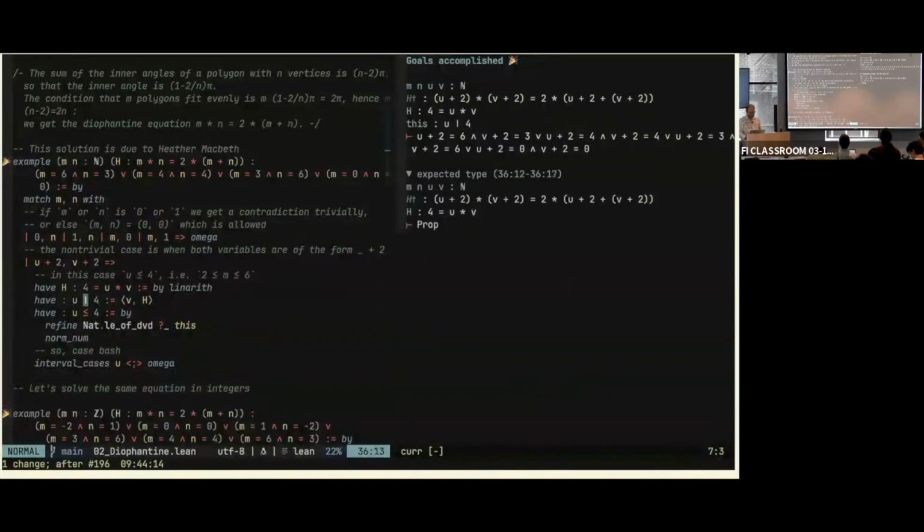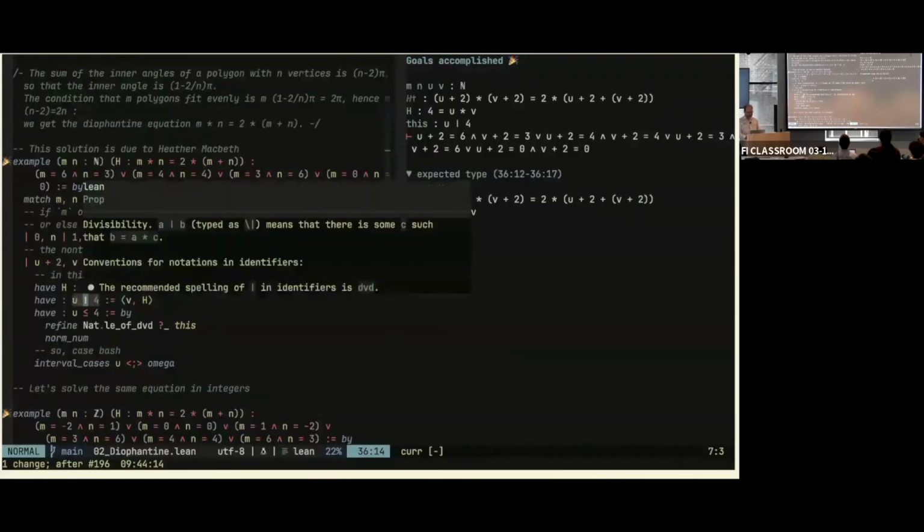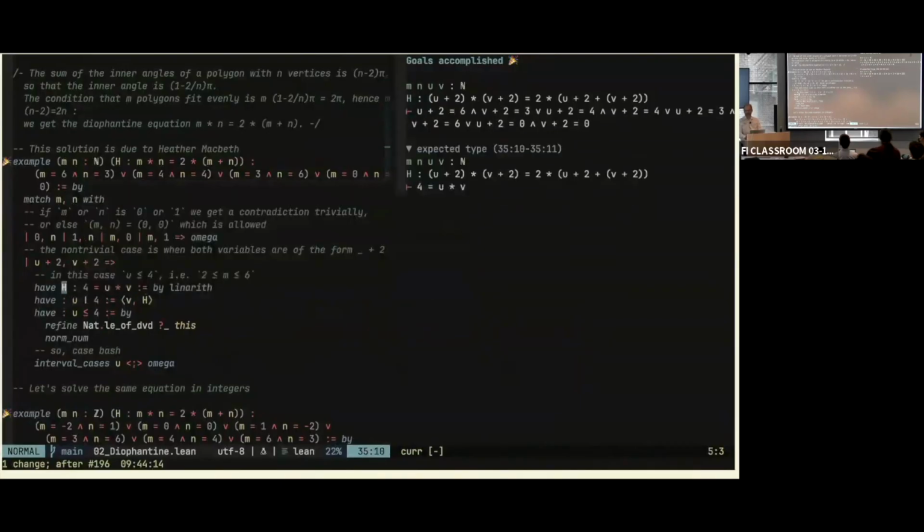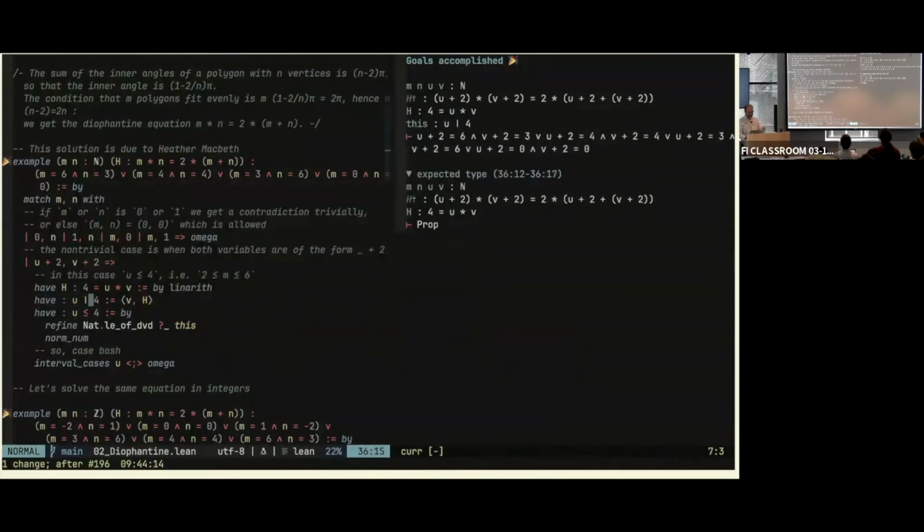And the answer is quite cryptic. So one has to remind ourselves of what division means, what divisibility means. So divisibility, it's here, it means that there is some c such that b, so 4 equals u times c. And this is why it was a nice move to say 4 equals u times v rather than u times v equals 4, because then for c you can take v, and for the proof you can take h.